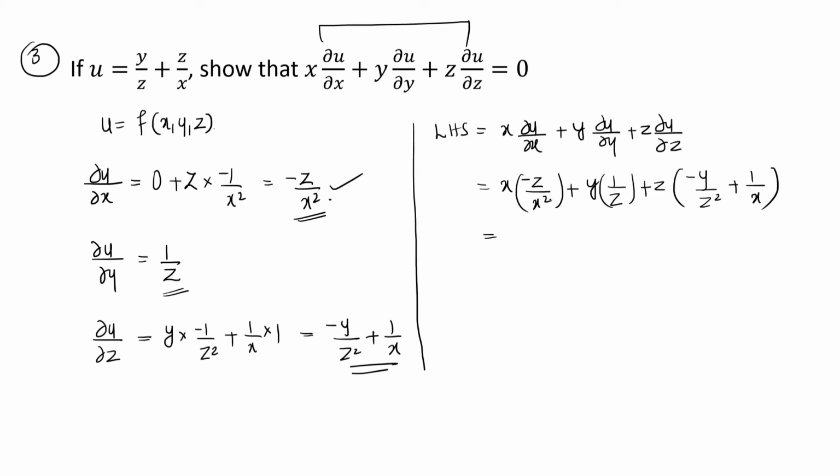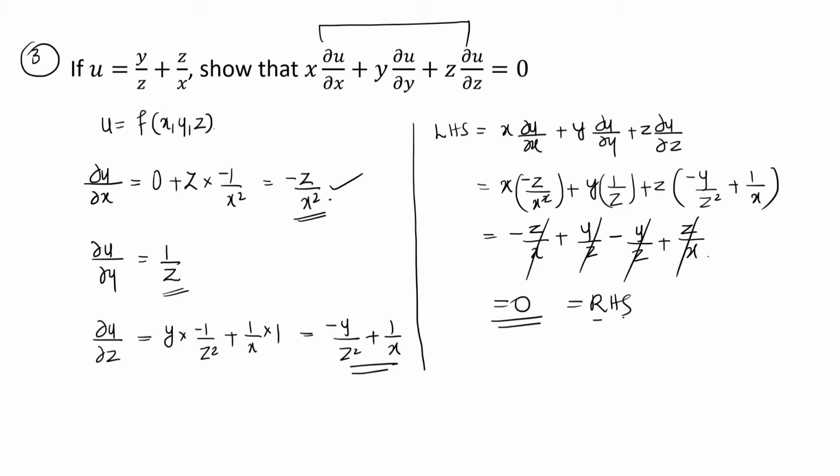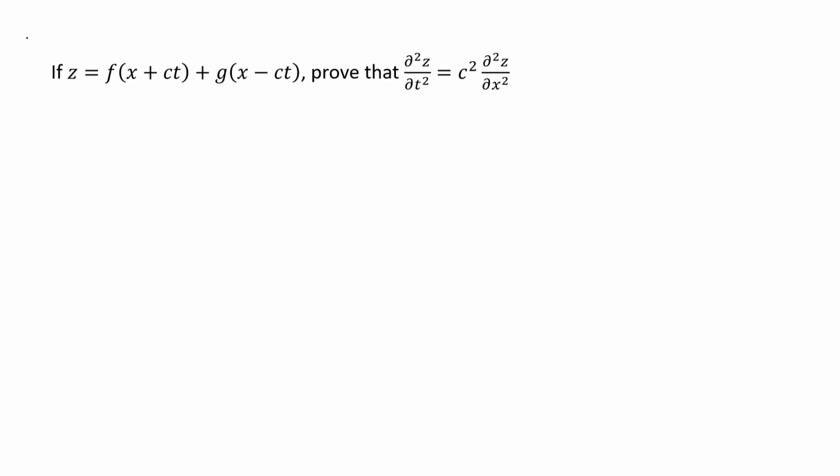Now we can cancel one x from this expression. Therefore, it is minus z by x plus y by z. Multiply with this z, we will get minus y by z and plus z by x. Now we can cancel these terms: y by z minus y by z, minus z by x plus z by x. This will be 0. Therefore, this is our RHS, isn't it? This is question number 3. Then we will move on to question number 4.